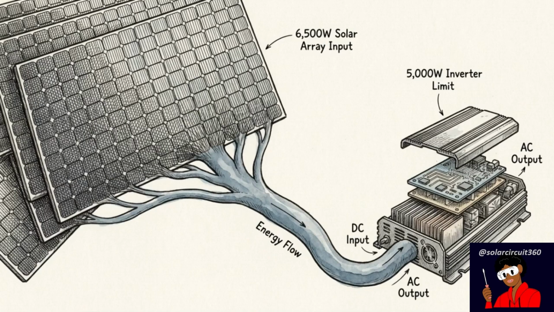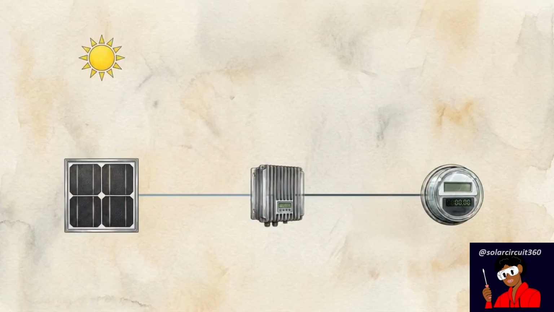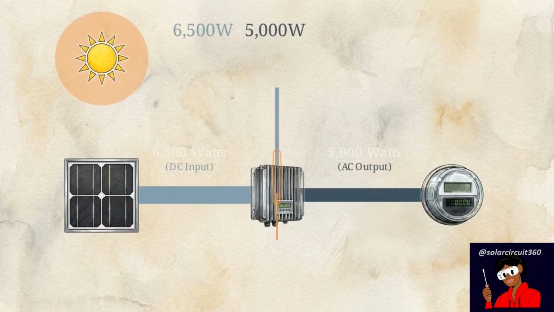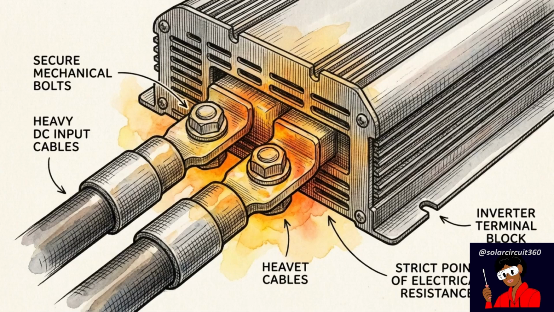Imagine a system featuring a 6,500-watt solar array wired into a 5,000-watt inverter. As the sun reaches its peak at midday, the irradiance factor maxes out. Subtracting the 5,000-watt output limit from the 6,500-watt input reveals a precise bottleneck. We have 1,500 watts of clipped power. That 1,500 watts of electrical energy is instantly rejected by the system.